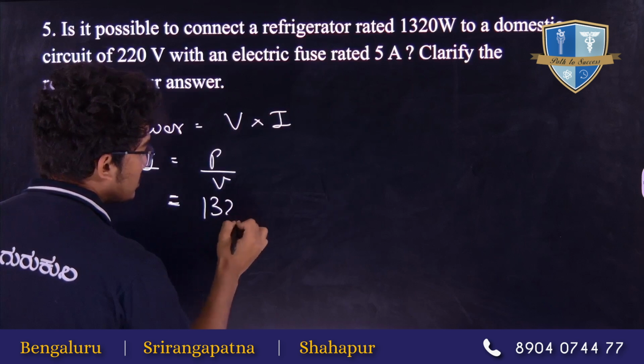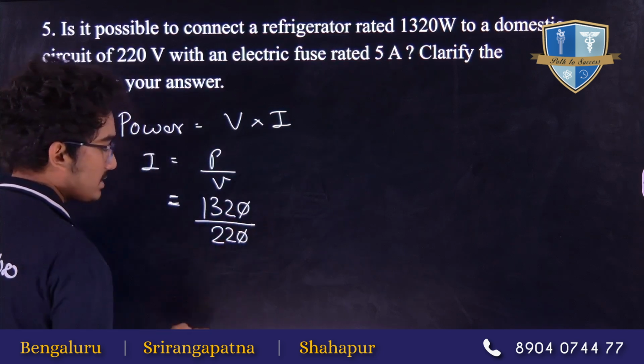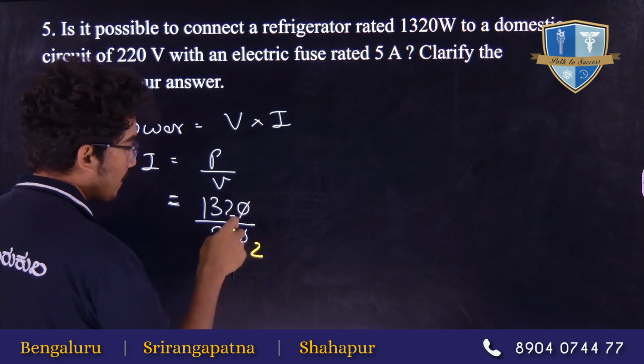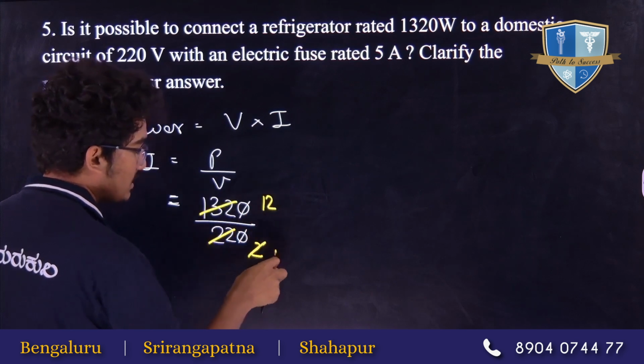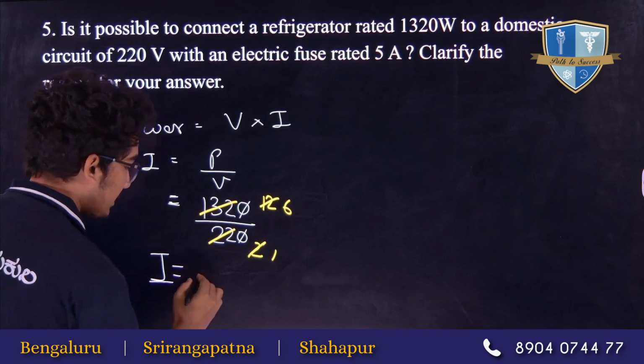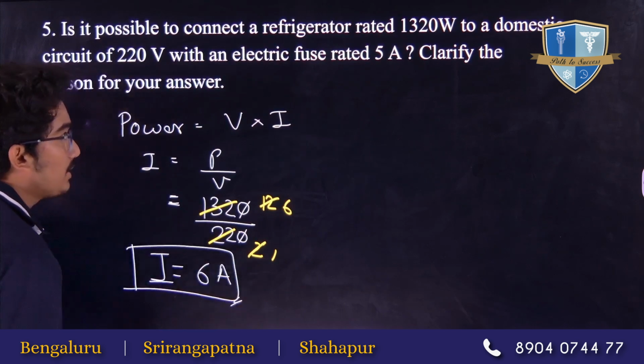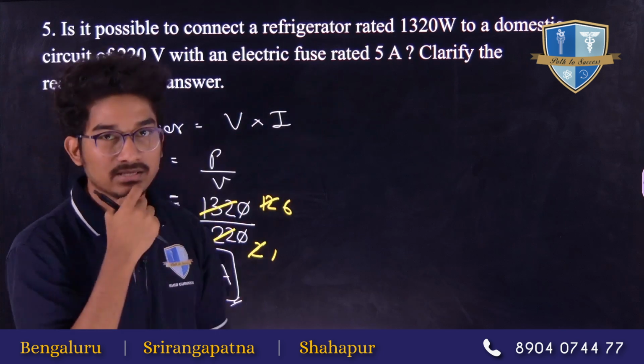So 1320 divided by 220, the 0 and 0 will cancel out. 11 twos are 22, 11 sixes are 66, so 132 divided by 22 gives 6. So the current in the circuit is 6 ampere. Current in the circuit is 6 ampere, but this circuit has a fuse which is rated as 5 ampere.